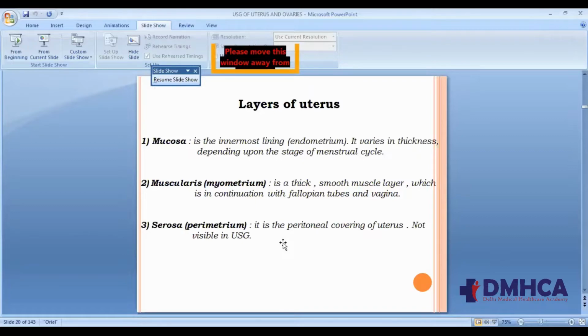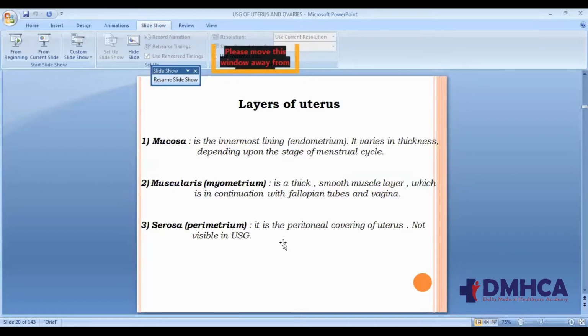Coming to the layers of the uterus. We have three layers which have to be differentiated every time you do an abdominal or transvaginal scan of the pelvis. The first layer is the mucosa, the innermost, which is the endometrium. It varies in thickness depending upon the stage of the menstrual cycle, so we'll talk about it again with more slides.